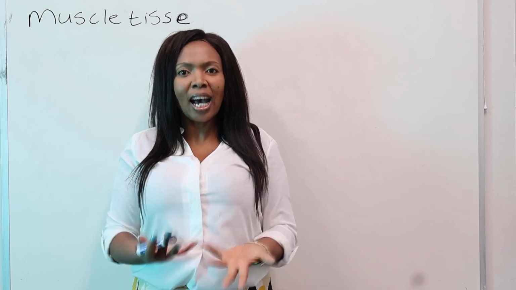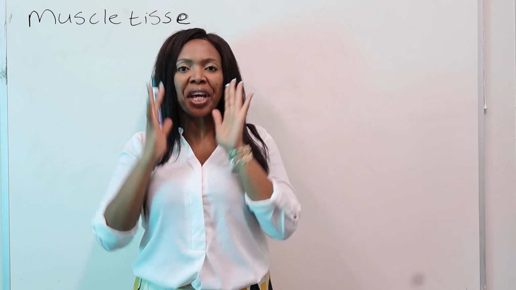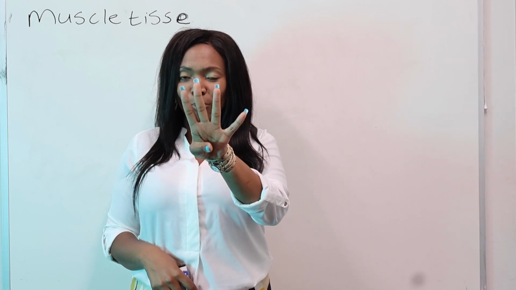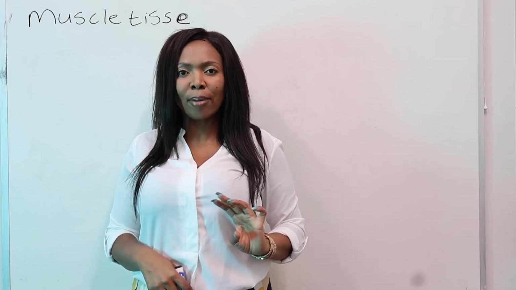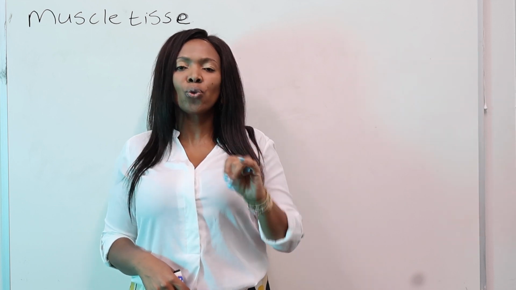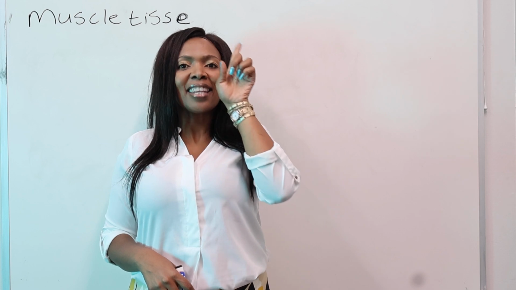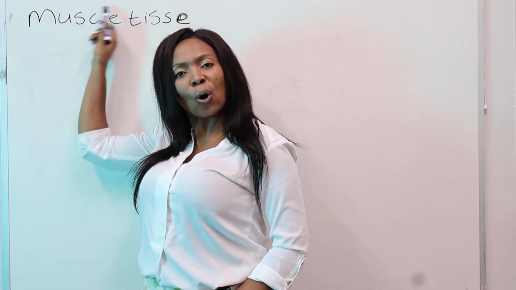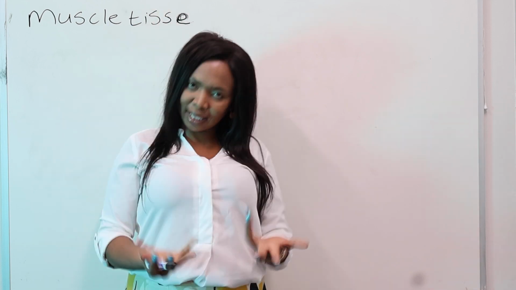How many types of tissues do we have in the body? Four. Let's list them: epithelial, connective tissue, nervous, and the muscle tissue, which is the focus of today's topic.